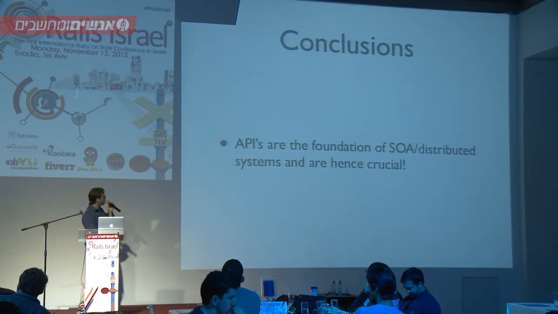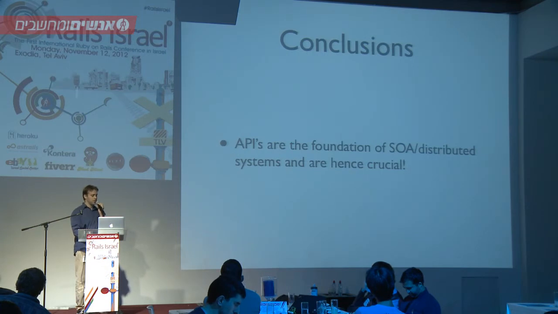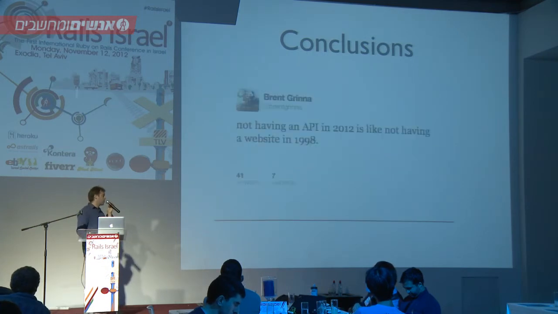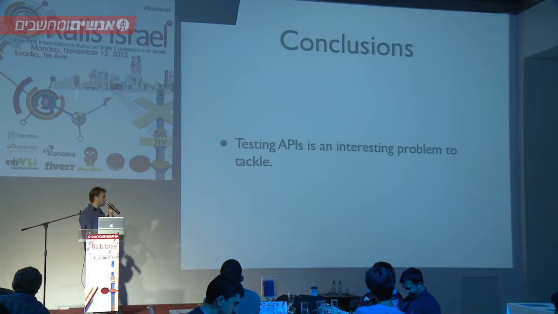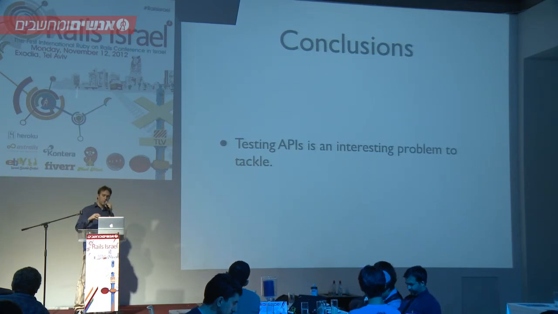But I want to go through some conclusions. APIs are the foundation of distributed systems, and that's kind of why I put the tweet in. I think it's really representative of our current time, and I feel this talk is very relevant. And testing an API is a lot more interesting than it seems at first, right? Because we have different systems, they're all talking to each other, and we're not testing one specific system. We have to test how they all work, and integration tests are hard.